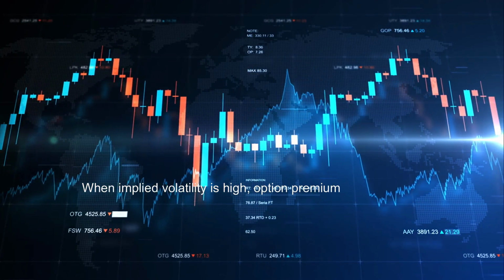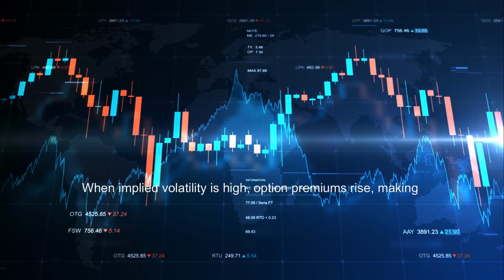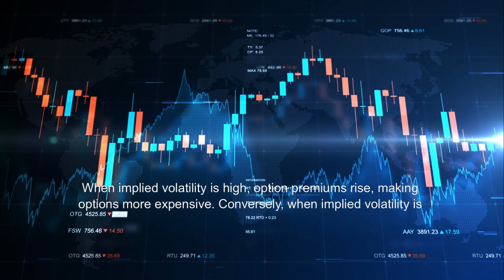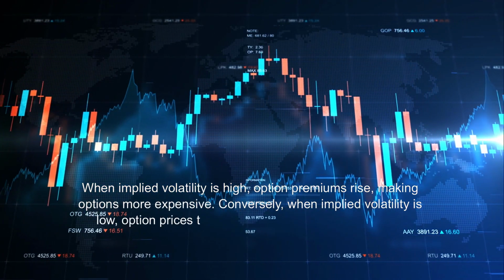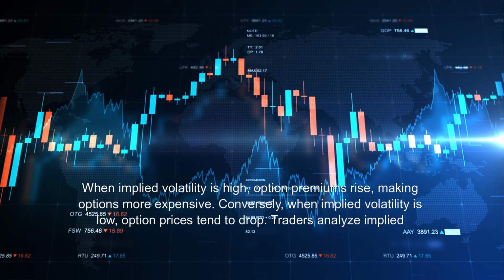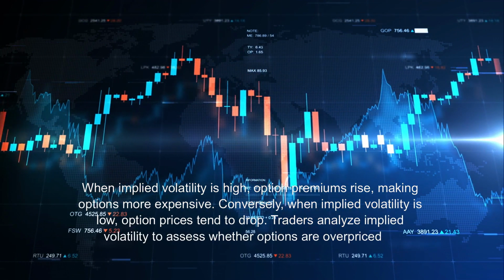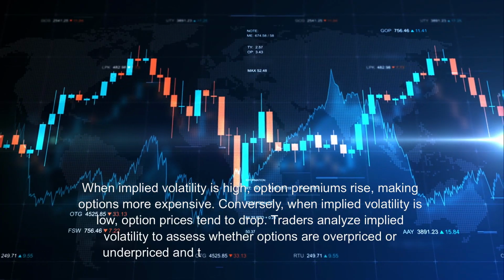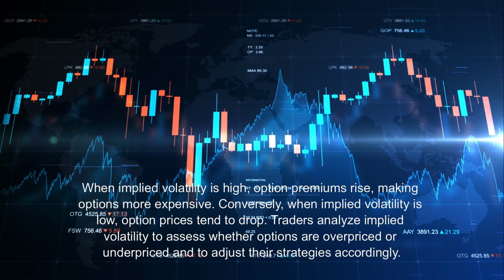When implied volatility is high, option premiums rise, making options more expensive. Conversely, when implied volatility is low, option prices tend to drop. Traders analyze implied volatility to assess whether options are overpriced or underpriced and to adjust their strategies accordingly.